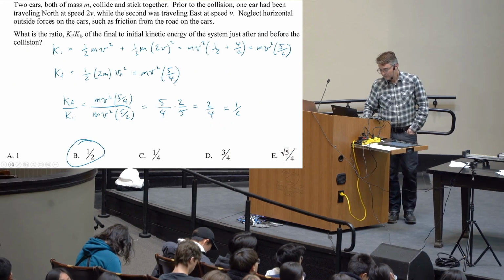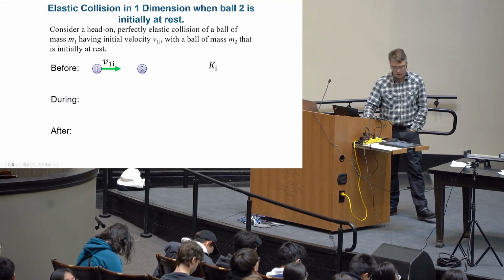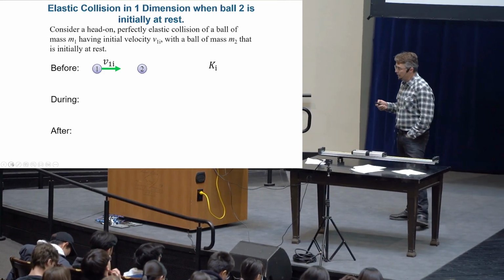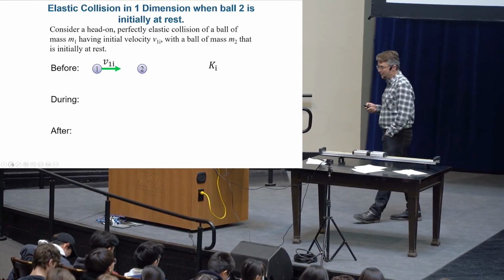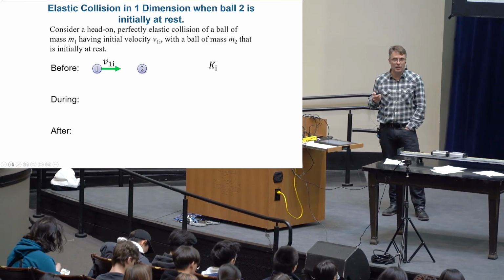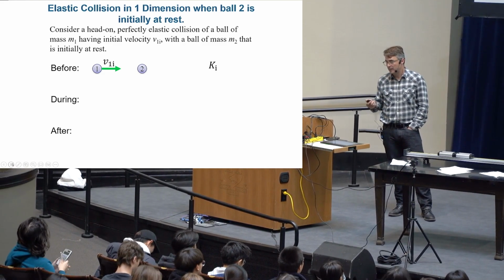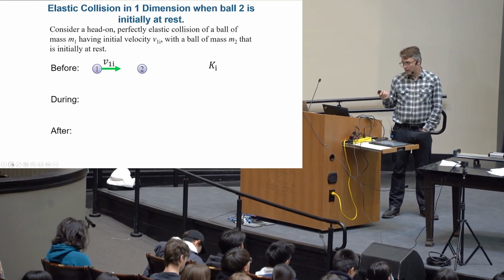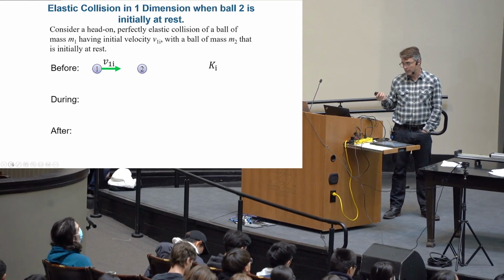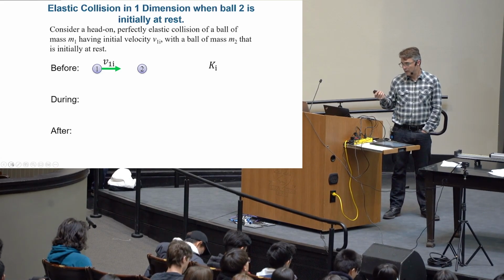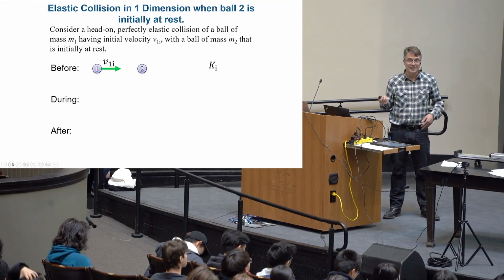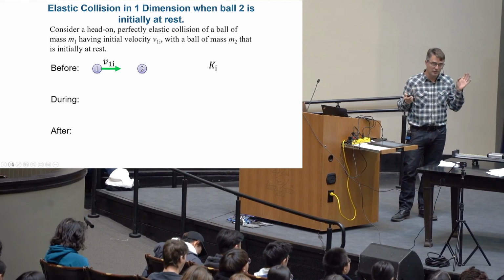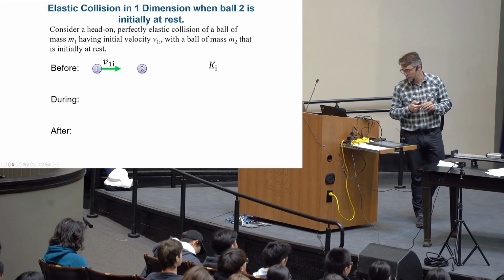Well, what I'm going to do next is we're going to keep it a little more conceptual than actually go through it. But the basic idea with an elastic collision is that there is a way of actually solving what the final velocities of both objects are. So you consider a head-on perfectly elastic collision, so an elastic collision of a ball of mass m1 with a ball of mass m2 that's initially at rest.